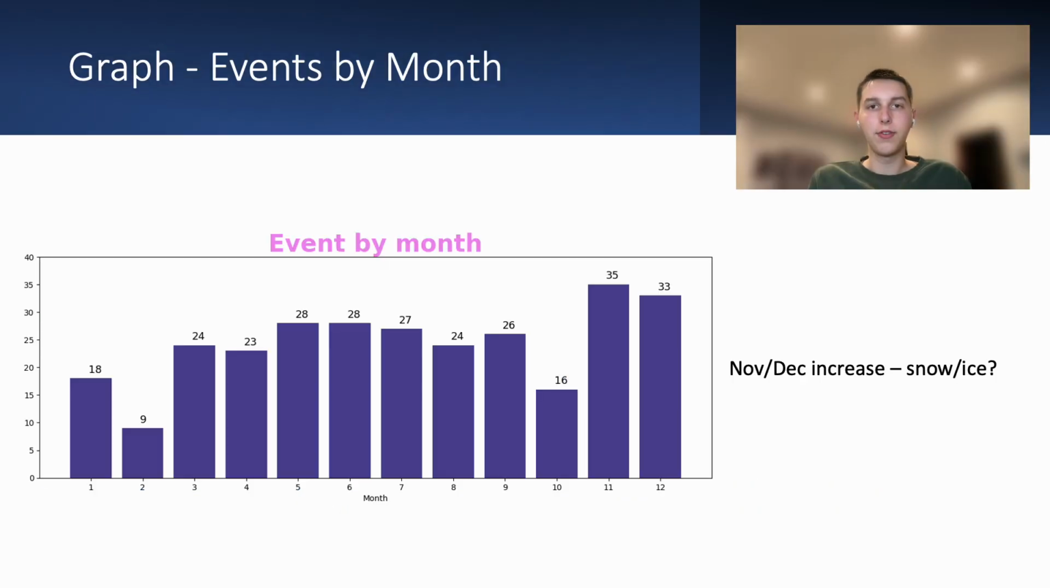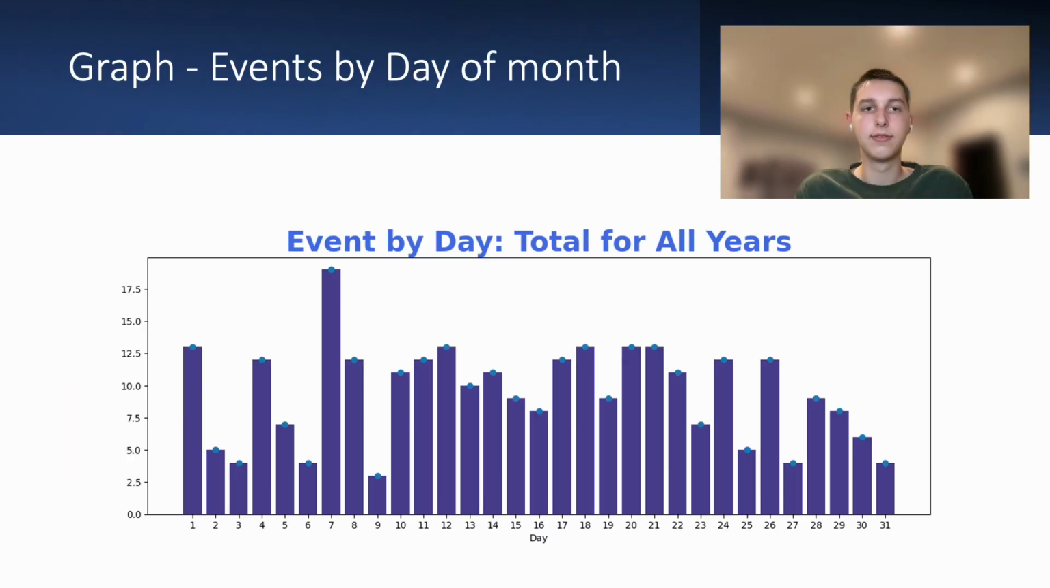This graph shows the number of accidents per month. Interestingly, there is a noticeable spike in November and December, which could be attributed to dangerous winter driving conditions. This suggests that weather plays a role in the frequency of Tesla accidents during certain months.